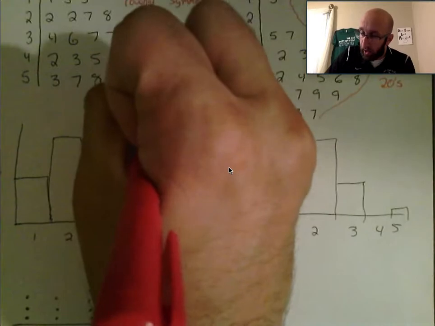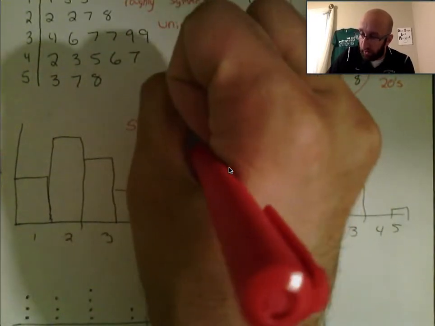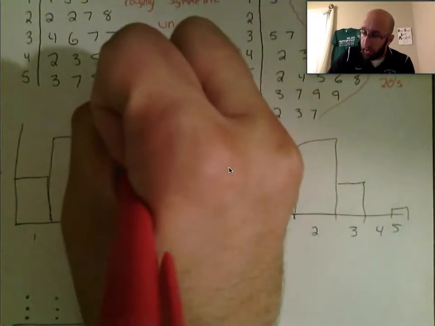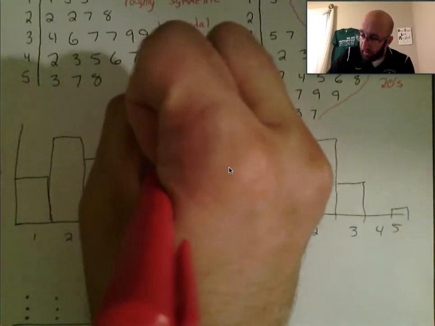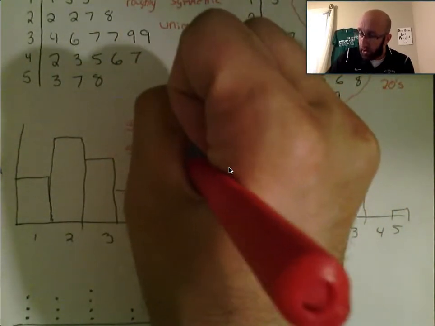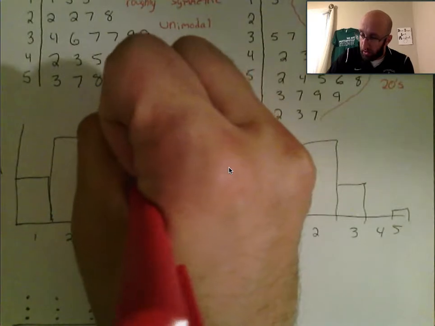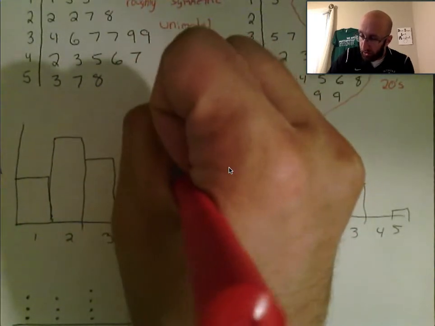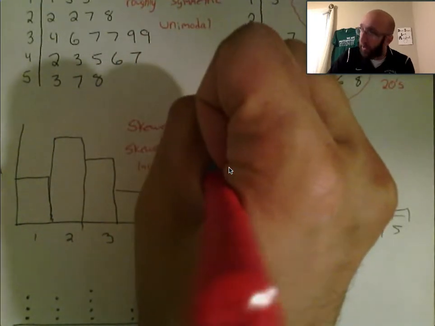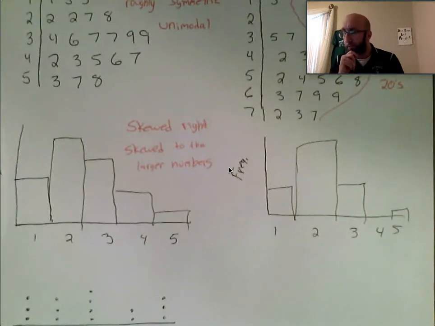So again, I would say the shape of this graph is skewed right, or you could say skewed to the larger numbers. These are the larger numbers, to the larger numbers is another way of saying that. Skewed to the larger numbers.